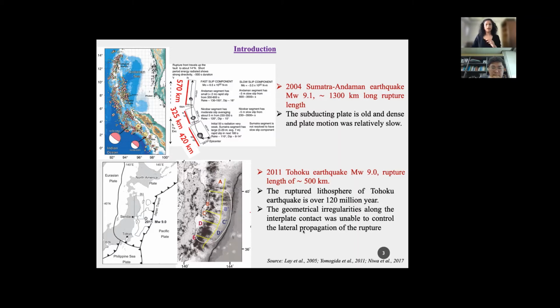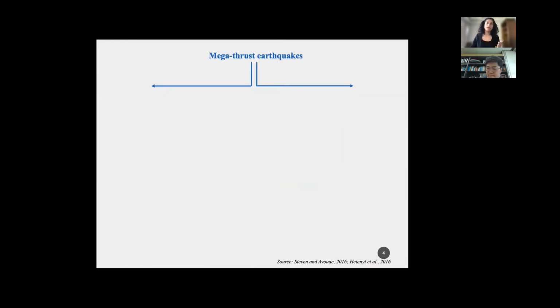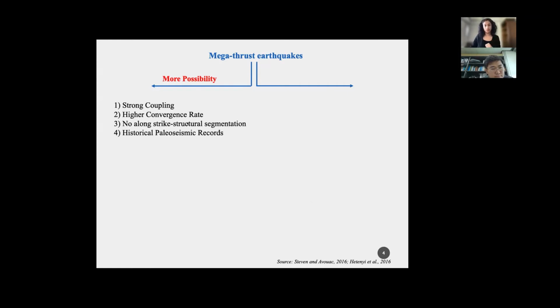So I think after that, research began to understand whether the Himalaya can host such large magnitude earthquakes or not. For the Himalaya to host a mega subduction earthquake, it needs to show strong coupling, a higher convergence rate, and no along-strike segmentation. These three things we can know from geodetic measurements or from gravity data. And the fourth is the historical paleoseismic record.